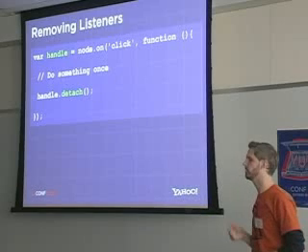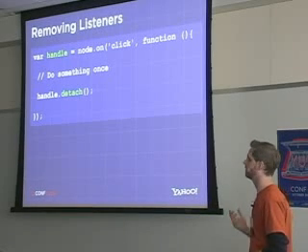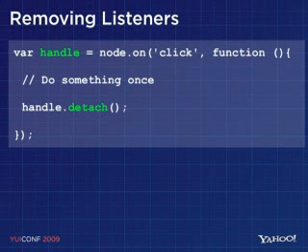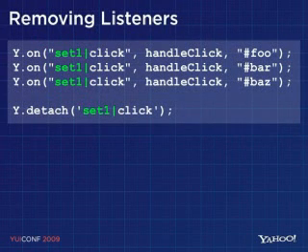We've also tried to make it as easy as possible for you to remove event handlers in YUI3. What happens in YUI3 is when you use the on method of Node, it returns you a handle, and that handle has a detach method on it, and you can use that to detach that event handler whenever you need to. This makes it really easy, for example, to create an event listener that you only want to call once.